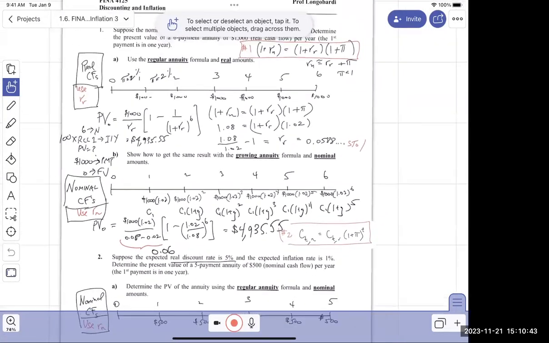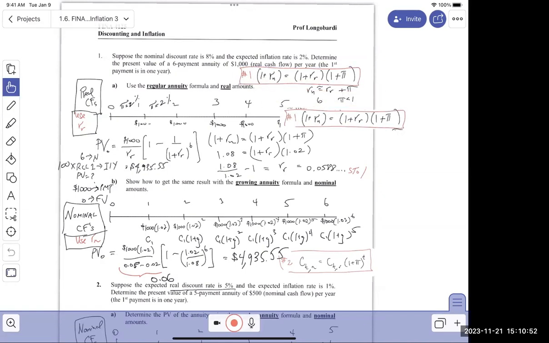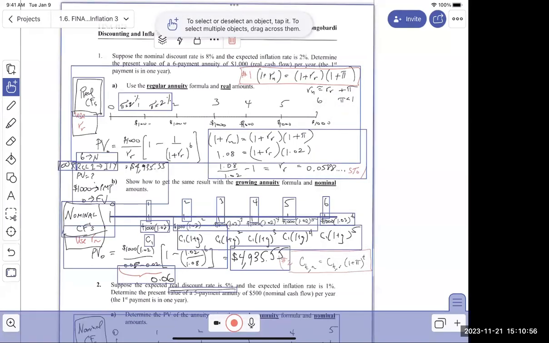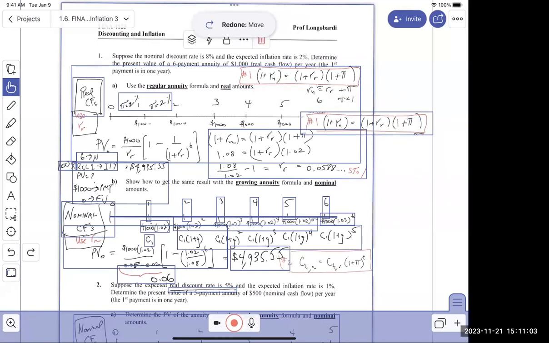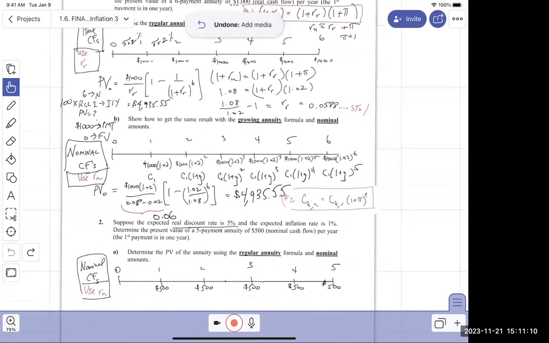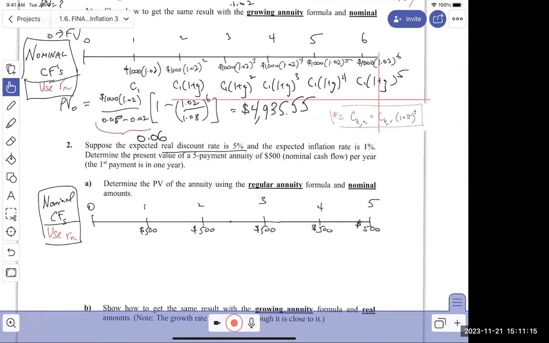No. Formula number 1. Oops. So it would be 5%. Nope. Sorry, I'm having trouble. I'm just going to rewrite it. I got 6.05%. Right.